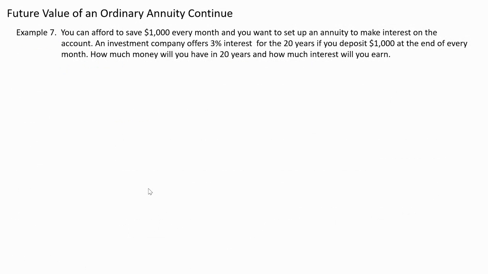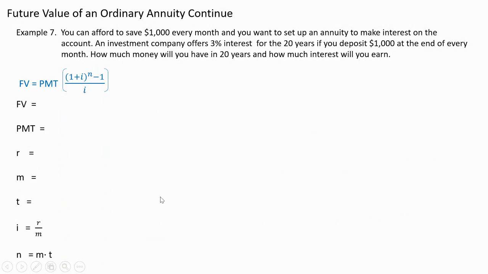How much money will you have in 20 years, and how much interest will you earn? Okay, let's find out. We use that formula, so we put everything down, right? So we begin to extract the information. The future value, here we want the money in the future, right?